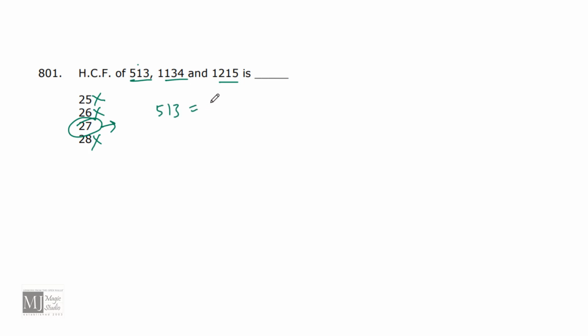513 is actually 27 into 19. 1134 is 27 into 42. And once you have checked this for two numbers, why checking for the third number? HCF is highest common factor, that is 27 here.